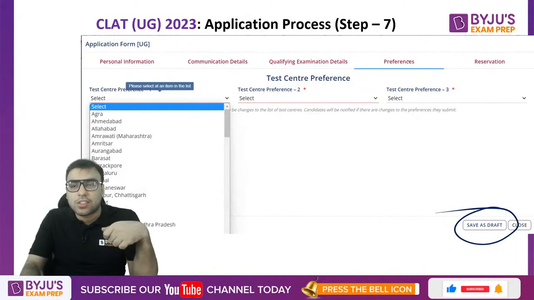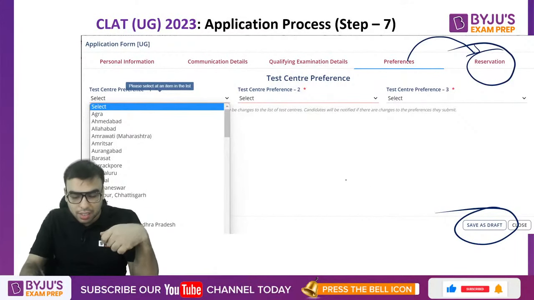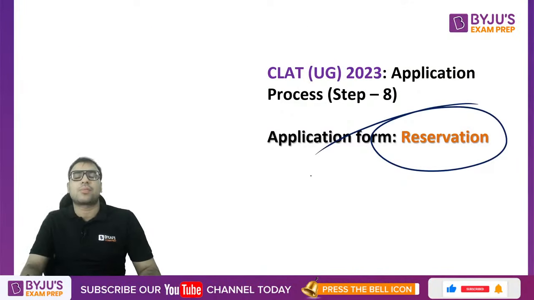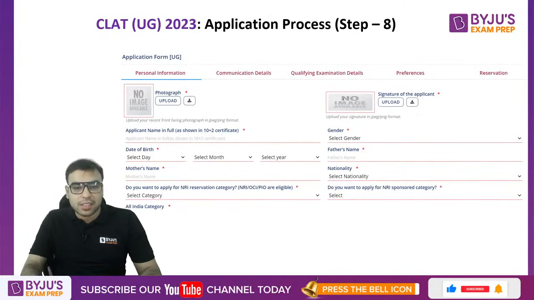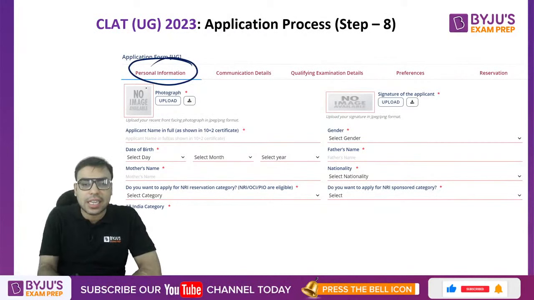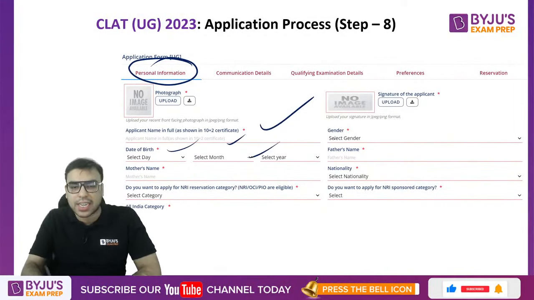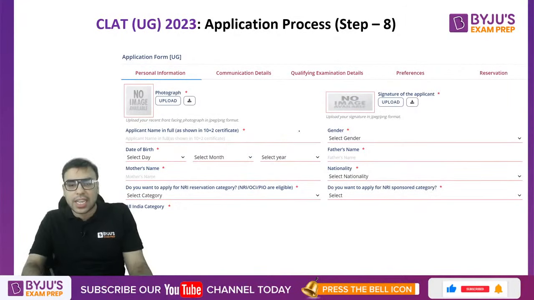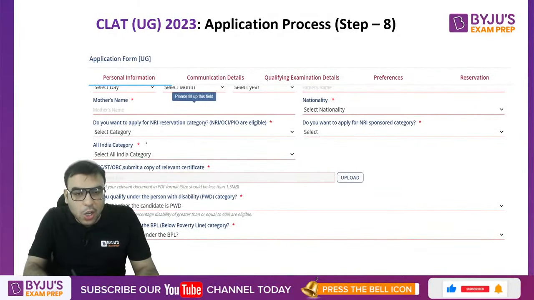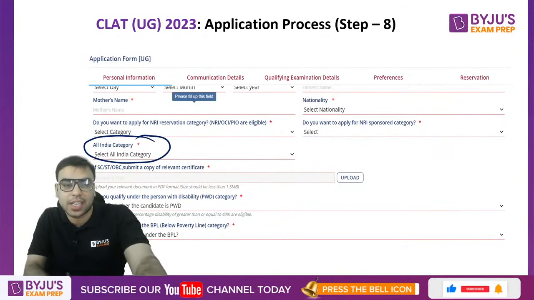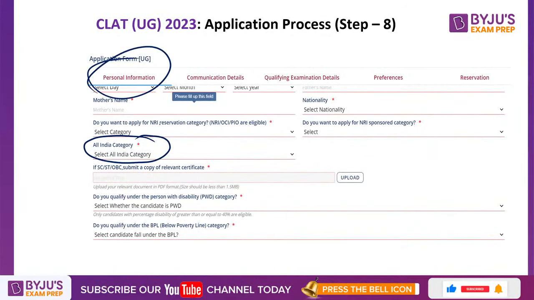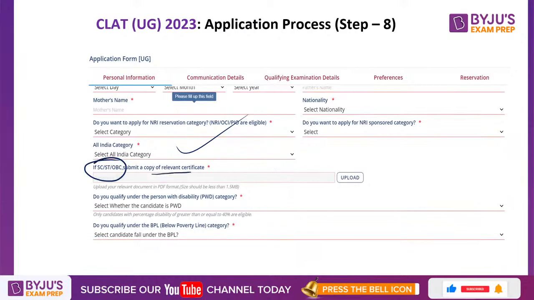After that you will move on to the reservation portion, or step 8. As we have already told you, when you fill the personal information like your name, date of birth, etc., they must have asked you about the category at all India level: general, OBC, SC, ST. If you belong to OBC, SC or ST, they are asking you to submit a copy of the relevant certificate.